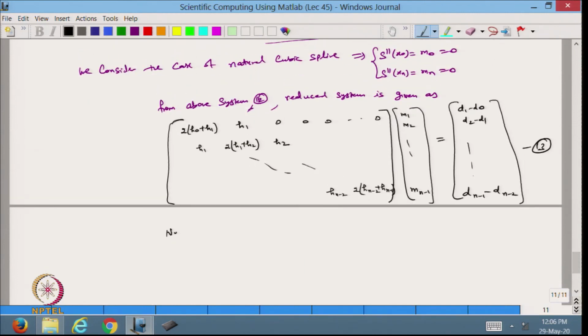Now, we have the reduced system. So, this is my A, n minus 1 cross n minus 1 now. Multiply with the vector m, that is n minus 1 cross 1, and it is equal to, I call it B, that is n minus 1 cross 1.